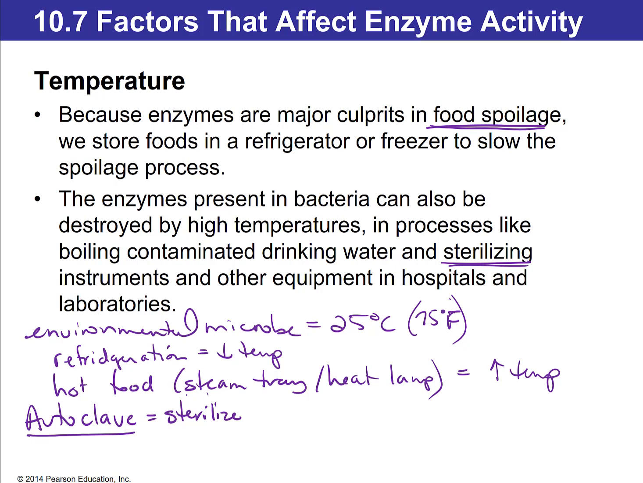So autoclaves can sterilize using steam. And so it'll go above 212 Fahrenheit. And that's a way to make sure that you're actually killing, not just inhibiting or slowing growth, but you're actually killing any microbes that are present.